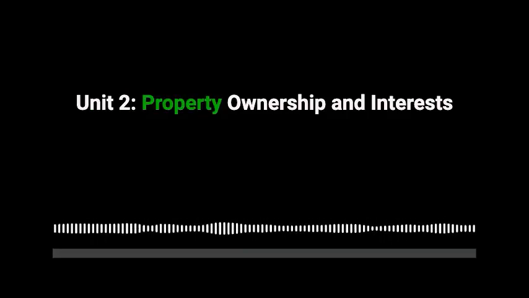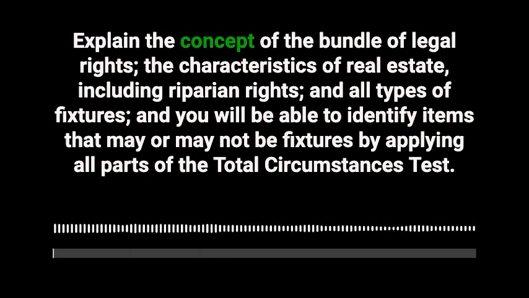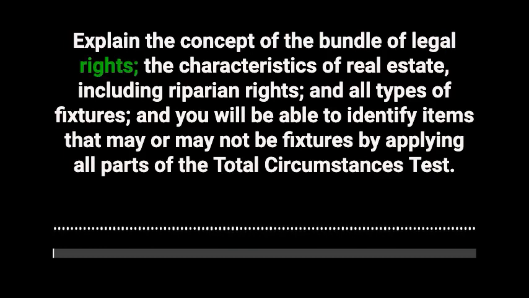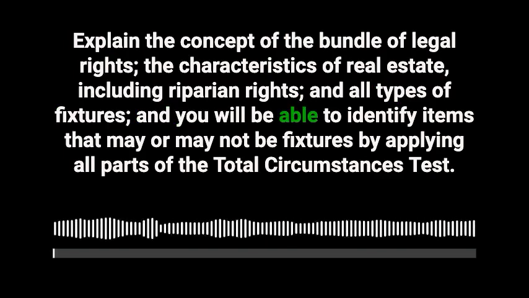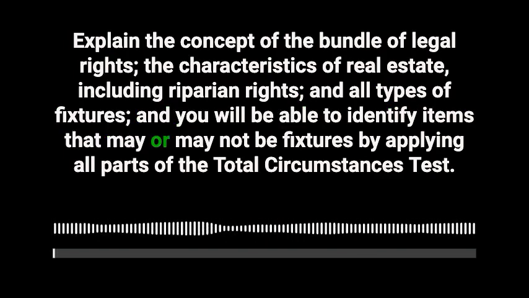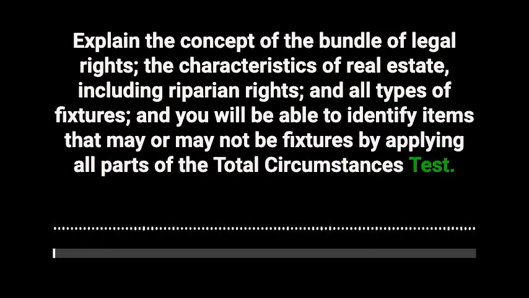Unit 2, Property Ownership and Interests. Learning Objectives. When you have completed this unit, you will be able to accomplish the following. Explain the concept of the bundle of legal rights, the characteristics of real estate, including riparian rights, and all types of fixtures, and you will be able to identify items that may or may not be fixtures by applying all parts of the total circumstances test.